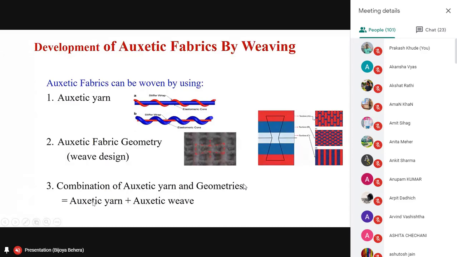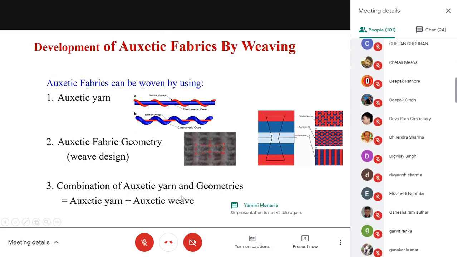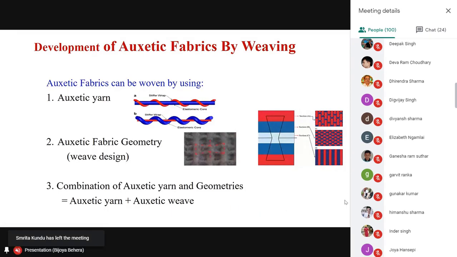You take auxetic yarn and also use auxetic weave, then obviously the auxeticity you get in the third method will be the cumulative effect of weave design and auxetic yarn effect. So these are three different techniques by which you can produce auxetic fabric: simply using auxetic yarn, simply using auxetic weave, or combining both. You can get a better or higher NPR value fabric. NPR stands for negative Poisson's ratio. It is the mathematical notation of auxetic fabric.